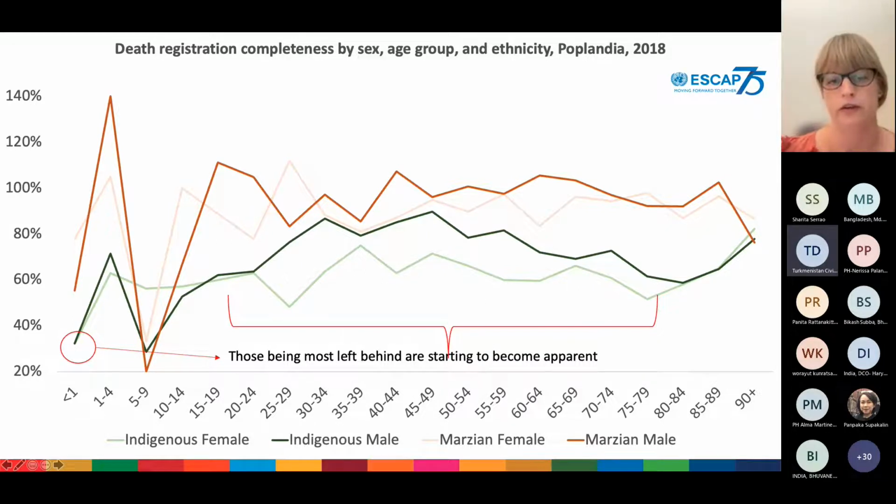But then if we look at just adults overall, we can definitely see that the Indigenous women have the lowest rates of death registration, followed by Indigenous men, and then Marzian women and Marzian men. So within ethnicity, males are always higher than females. So the Marzian males are pretty much across the board higher than females. And then within ethnicity, the Marzians, both males and females, are higher than the Indigenous males and females. So there's a couple different things going on here that we're seeing.